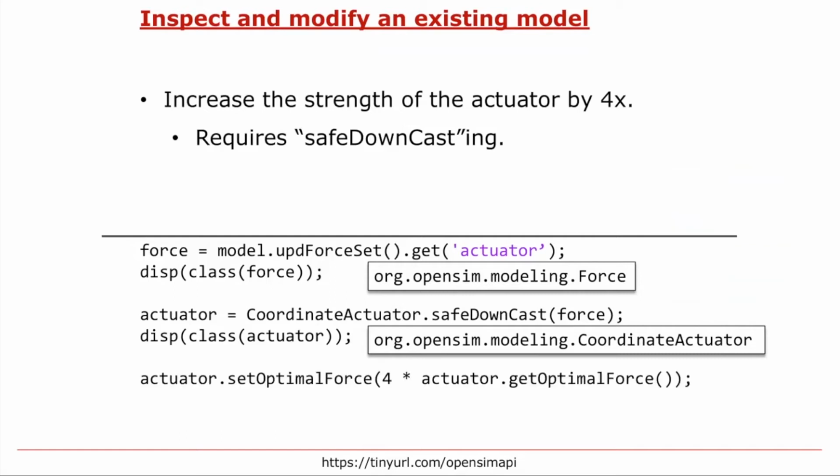We're now ready to use this coordinate actuator. We obtain the strength of the actuator with the function getOptimalForce. We then multiply the strength by 4, then set the result to be the new optimal force of the actuator.